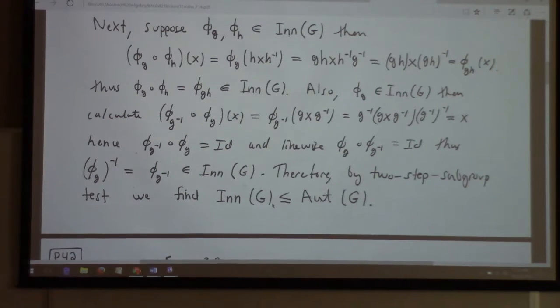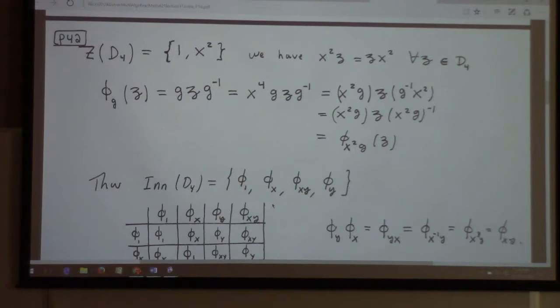If you have an automorphism which is not an inner automorphism, it is in fact called an outer automorphism. Very good. You got it.